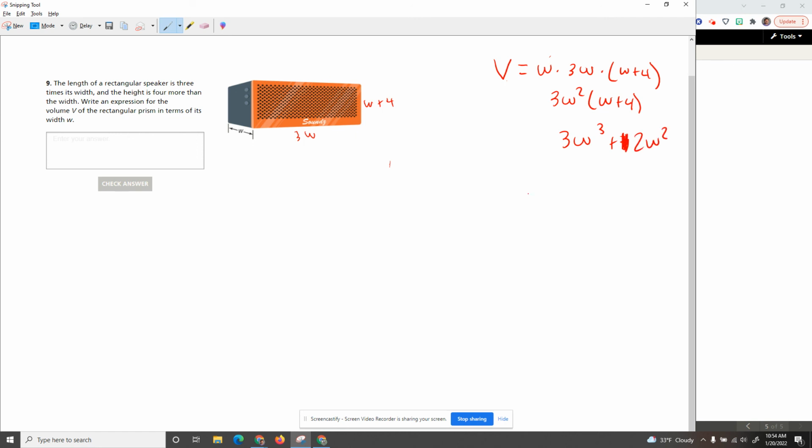So the volume of this rectangular prism is 3 times the width cubed plus 12 times the width squared. Right? So if you know the width, then you can figure out the volume of this particular rectangular prism. But that would be the expression that we're looking for here.